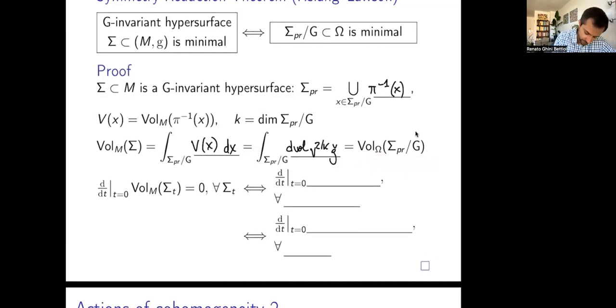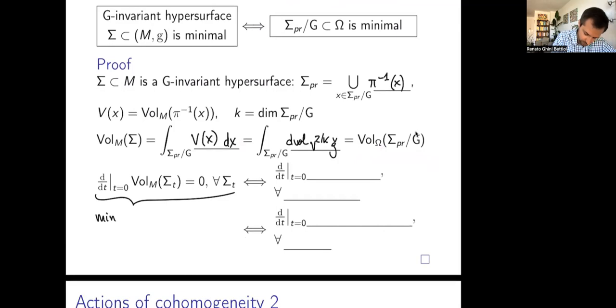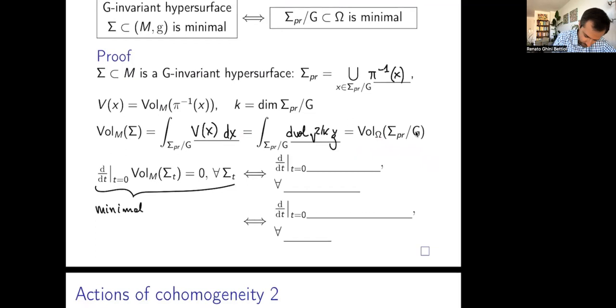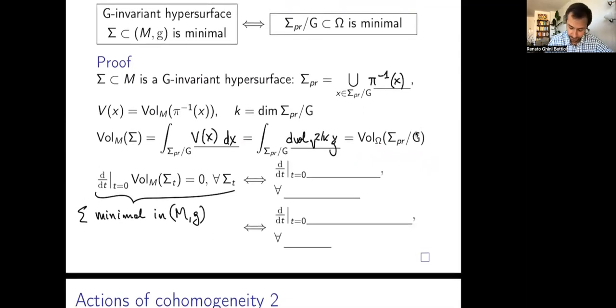Great, so now we're really set up to finish the proof. Being minimal, so this of course means sigma minimal in M, means that you're critical for all variations, right? So you're a stationary point for the volume functional with respect to every variation. That in turn is equivalent to being critical for all G invariant variations.